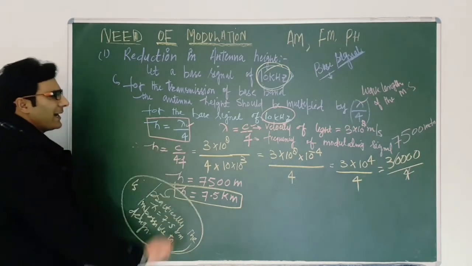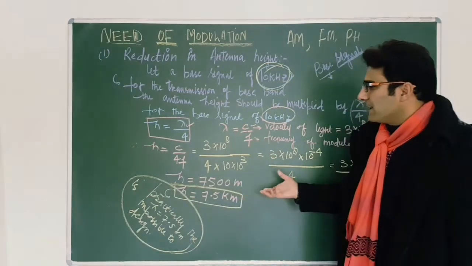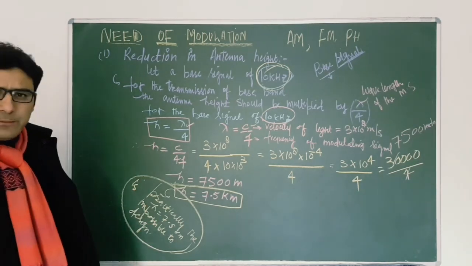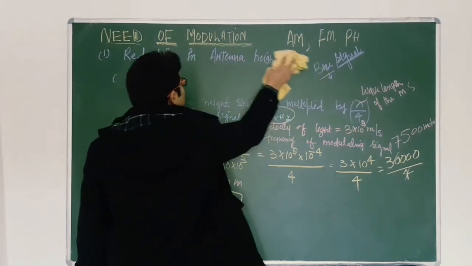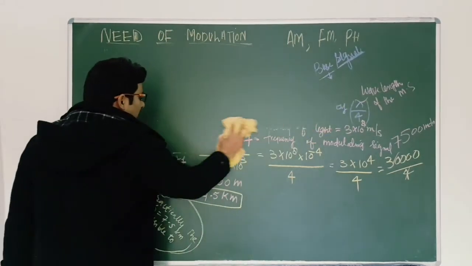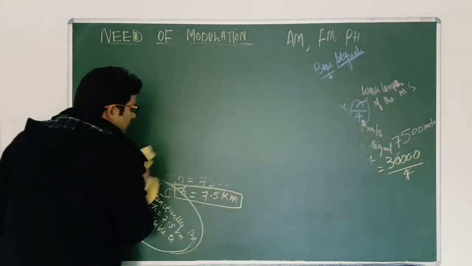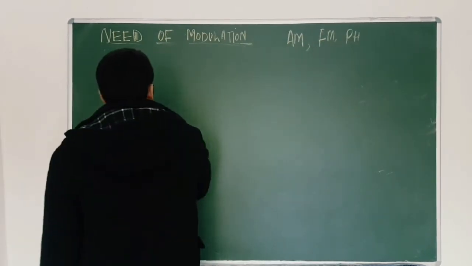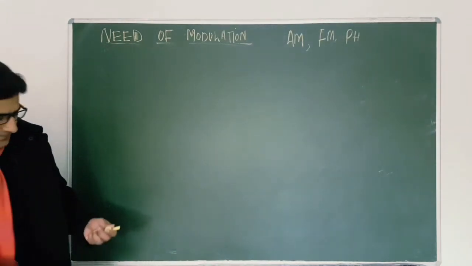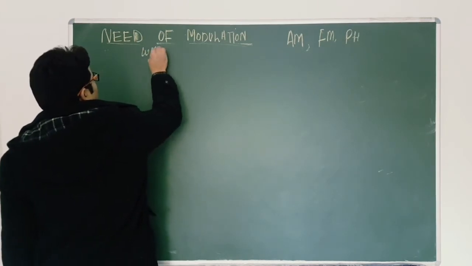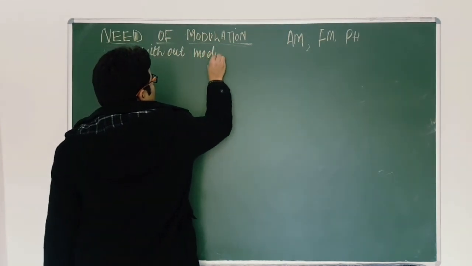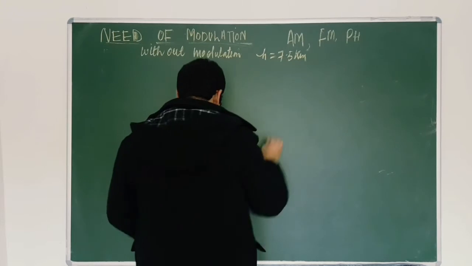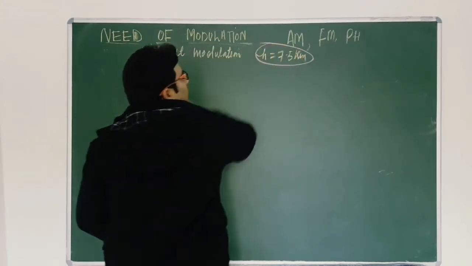So at the last we conclude that whenever we have to transmit a baseband signal without modulation for 10 kilohertz, we need an antenna of 7.5 kilometers. Now if we have to transmit this 10 kilohertz signal, first of all we will modulate it, and after that we will find out how much antenna is required after modulation. So without modulation, h is equal to 7.5 kilometers. Remember it.